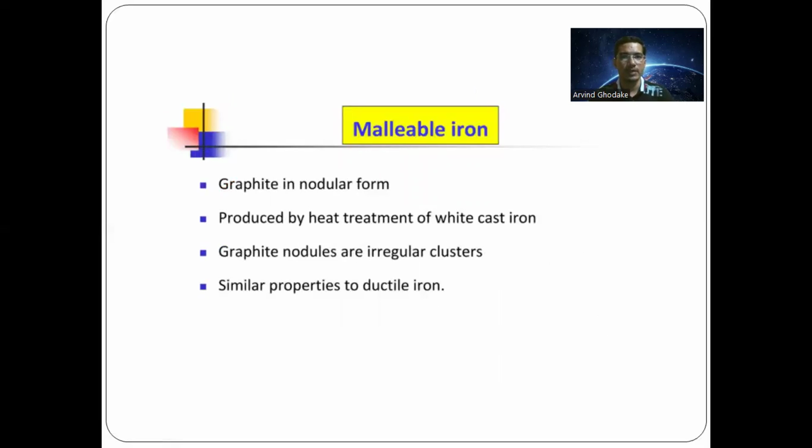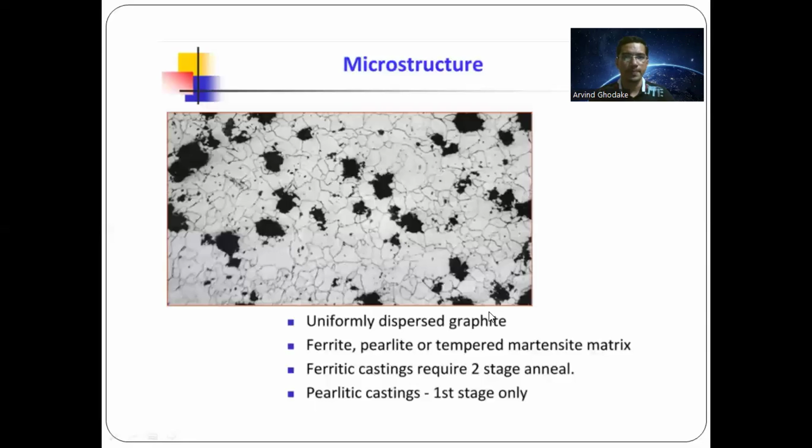Next is malleable cast iron. So here graphite is in nodular form. Malleable cast iron is produced by heat treatment of white cast iron. Graphite nodules are irregular clusters. Then it has similar properties to that of ductile cast iron.